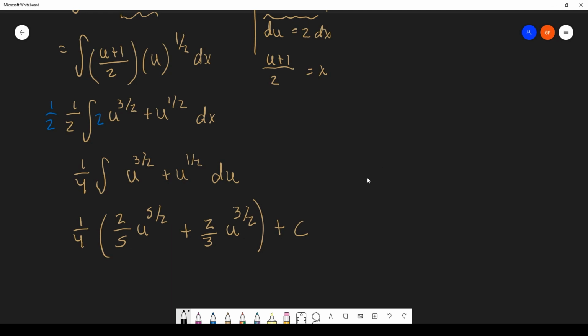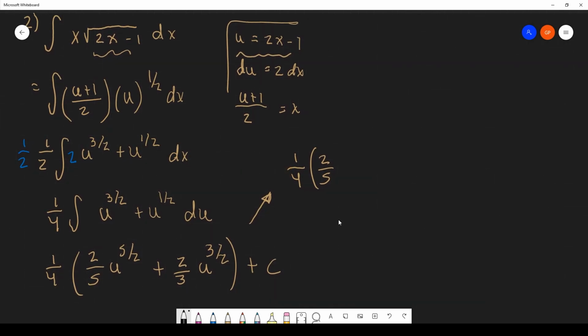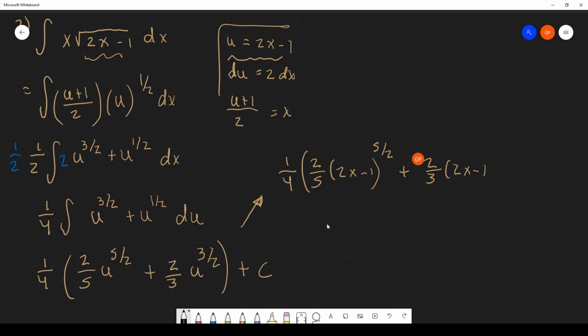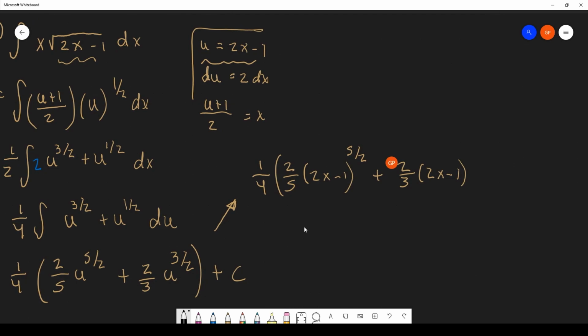However, as mentioned before, we are not done. We still have to make the substitutions back for our u. So we're going to go up here and make the substitution. So we actually have 1/4 times (2/5 times 2x minus 1 to the 5/2 power plus 2/3 times 2x minus 1 to the 3/2 power), and then we can close the parentheses and add the c. Wow, that was a mouthful. But this would be the antiderivative for that function using U-substitution.